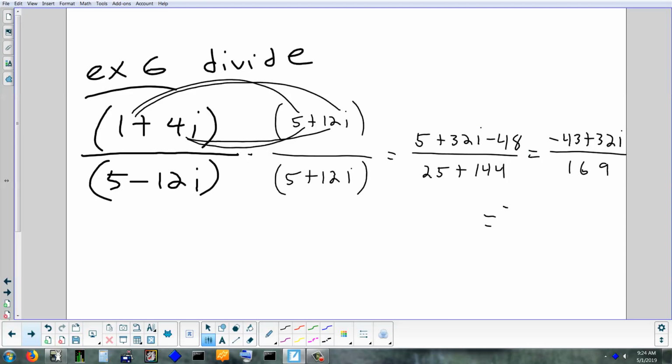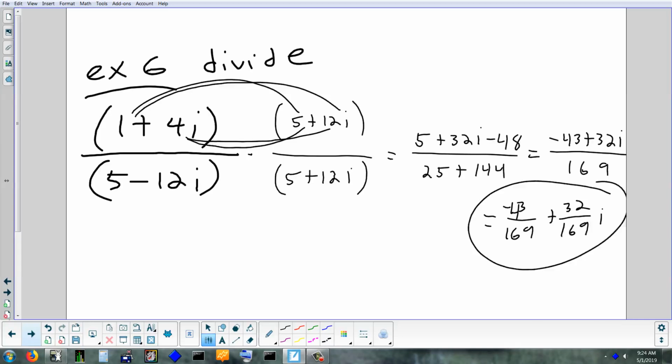Negative 43 over 169 plus 32i over 169. So negative 43 over 169 plus 32 over 169 i. And that's the answer. All right, so if you could reduce those fractions, you would. Like if it was 10 over 20, make it 1/2. But 43 and 169, that doesn't reduce. Great. So any questions on that?